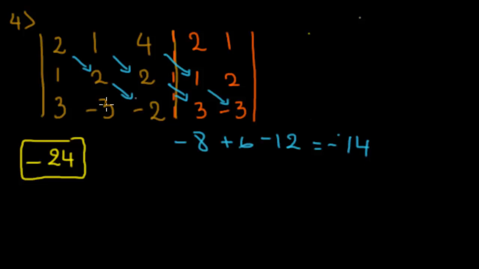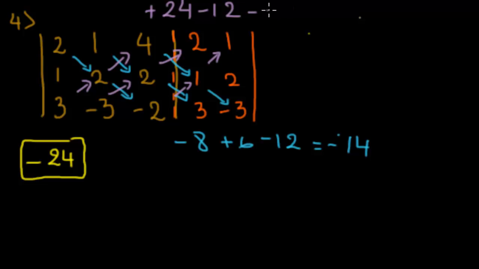And we'll multiply up. 3 times 2 times 4. 3 times 2 is 6 times 4 is 24. Positive 24. And negative 3 times 2 times 2, so it will be negative 12. Negative 2 times 1 times 1, another negative 2. So they add up, gives me positive 10. And bottom subtract top. So negative 14 minus positive 10 will give me negative 24.